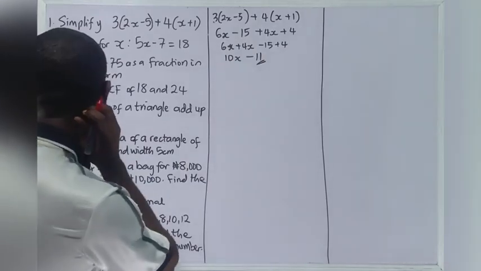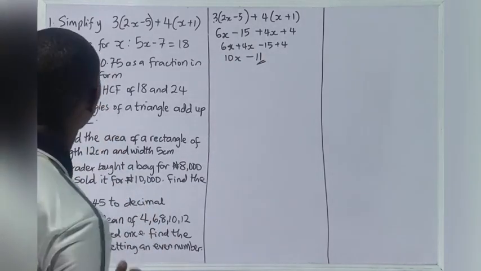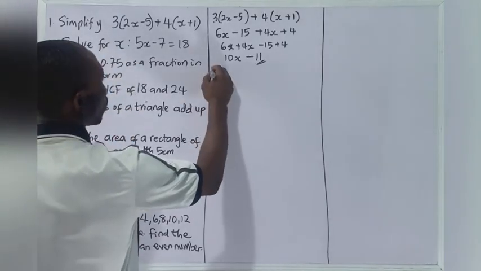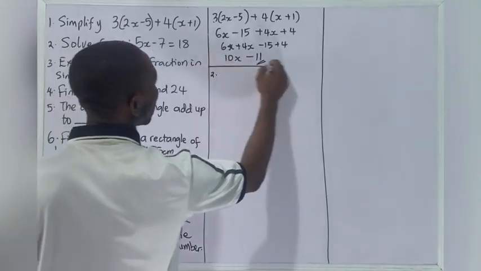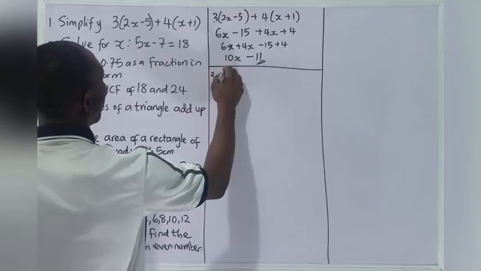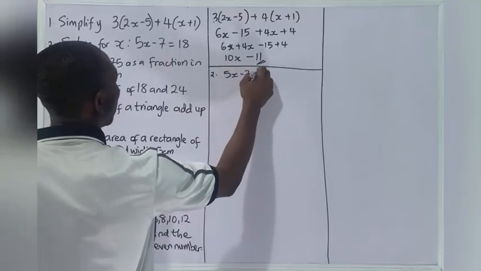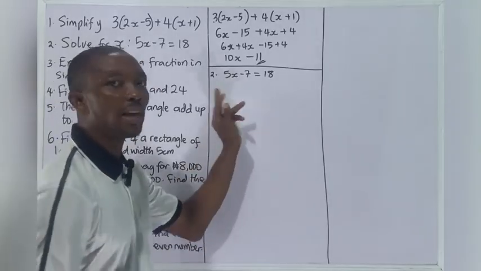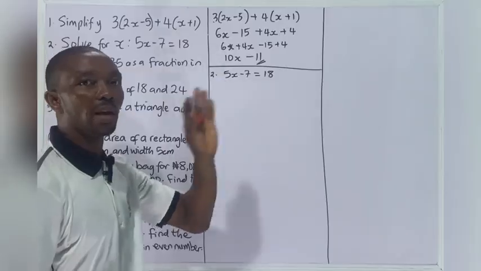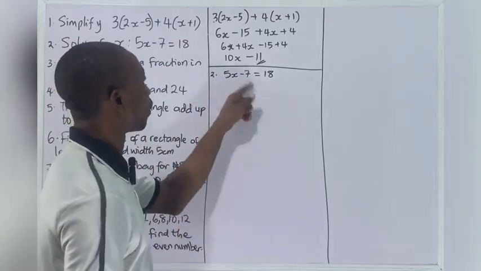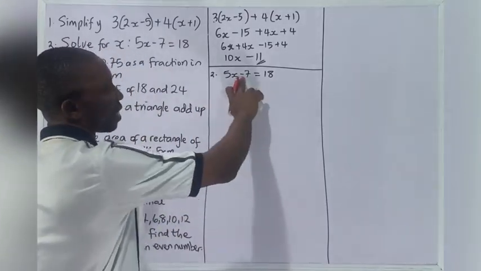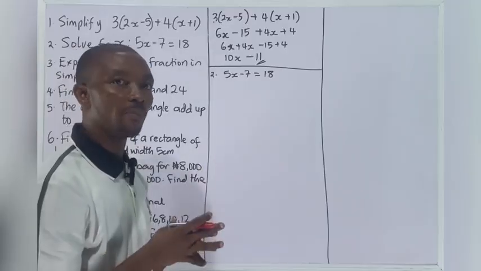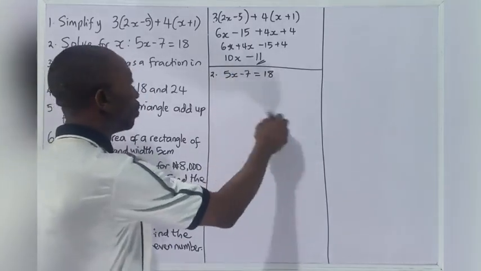Okay, so for question 2, it says solve for x: 5x minus 7 equals 18. So here, all we are going to do is try to make x be alone, since we are solving for x. So we start with moving our 7 over to this side. Since it's subtracting, we add 7 to both sides.